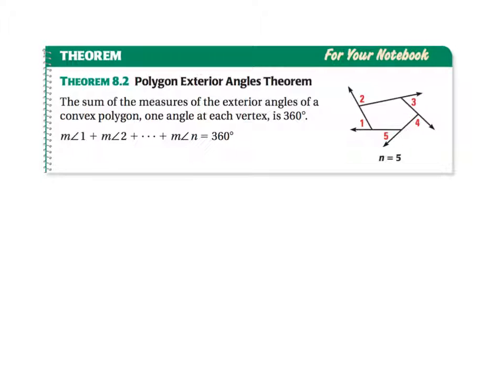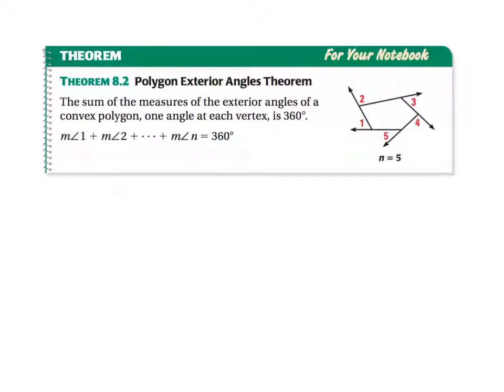Next, we have another theorem. This is theorem 8.2. The polygon exterior angles theorem. So first off, keep in mind that an exterior angle is when you extend one side and then that angle that is formed. So remember, exteriors are on the outside, interiors are on the inside. So the theorem states the sum of the measures of the exterior angles of a convex polygon, one angle at each vertex, so again, we're only taking one angle at each vertex, is 360.